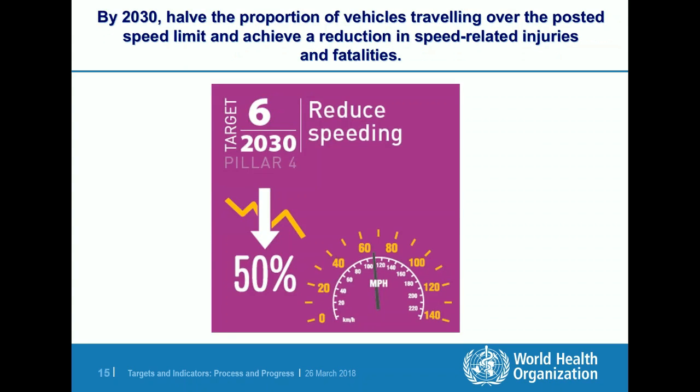The next 6 targets speak to safer road users, and they speak to specific risk factors that are known to contribute to road traffic fatalities and deaths. Number 6 talks to the need by 2030 to have the proportion of vehicles traveling over the posted speed limit reduced, and achieve a reduction in speed-related injuries and fatalities. As we all know, speed is a major cause of crashes and deaths from road traffic collisions. And therefore, one of the first things that we need to ensure is that there are laws in place to set speed limits and that there is adequate enforcement for these laws.